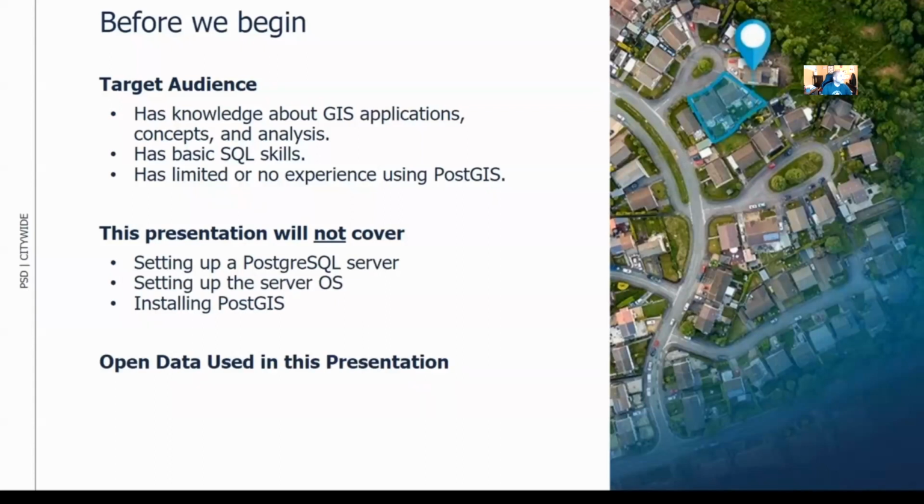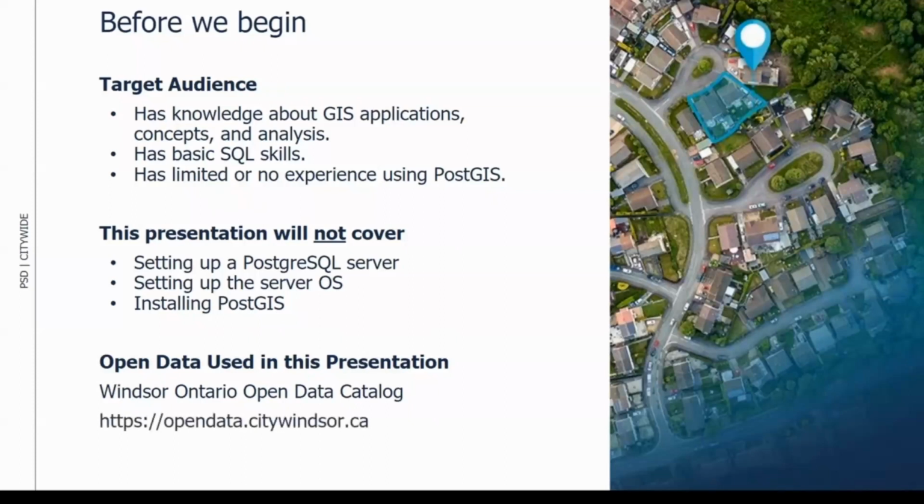But I will be using a lot of data in this, and I will be referring to stuff. So if you do want to get your hands on it, you can tap into it at the Windsor, Ontario Open Data Catalog. Great data sets in there, including all their parcels, their roads, their sewer systems. Really good data set to have if you just want to tinker with this stuff.